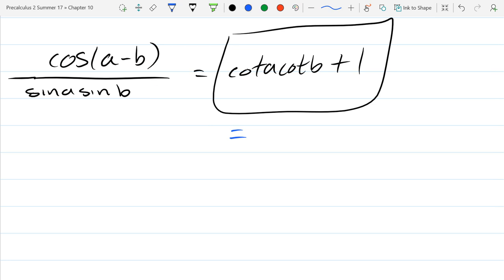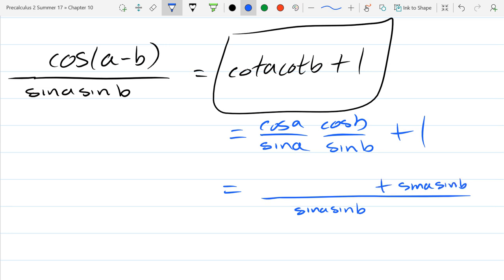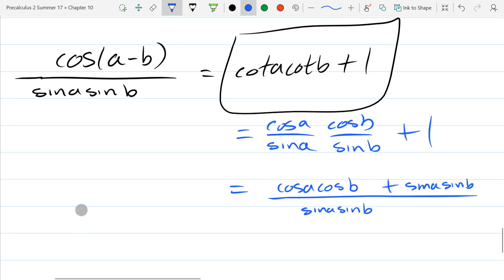So cotangent is cos A over sine A. Now, I have a feeling the next step is probably common denominator, add these two together. Well, there is no common denominator. So the second fraction turns into sine A sine B over sine A sine B. All right, if that next step was not obvious, just stop right there. Don't worry about going to the next line.